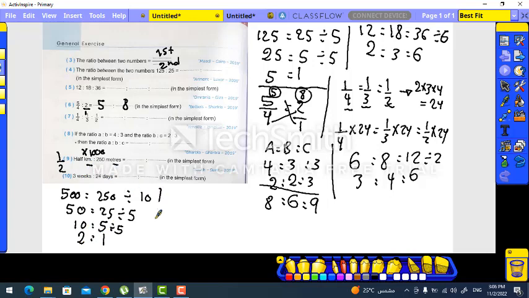3 weeks, 24 days, the same. We have weeks and days. Which one is the biggest unit? Yes, weeks, so I have to multiply it by 7, so it will be 21 to 24 divided by, yes, 3, it will be 7 to 8.